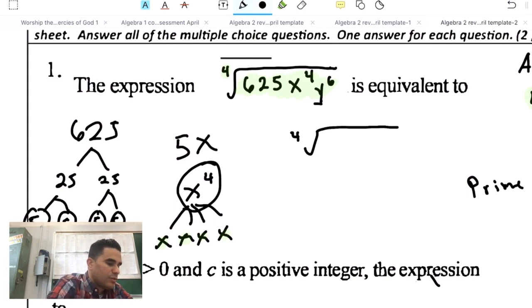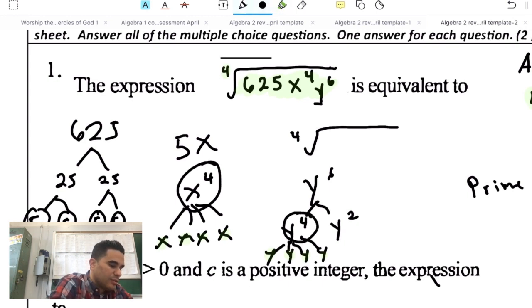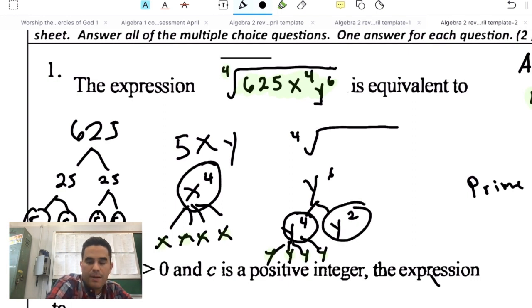All right, now let's go look at y to the 6. y to the 6 can be broken down as y to the 4 times y squared, and y to the 4th is y times y times y times y. There's multiples of y 4 times, or y to the 4, so the y is going to come out as well. And y squared, there's no power of 4 there, so y squared stays in the radical.